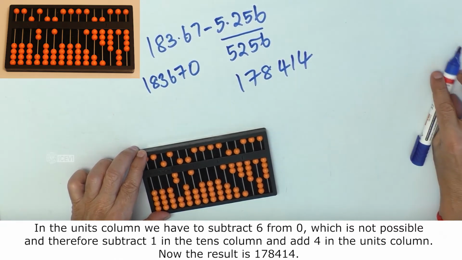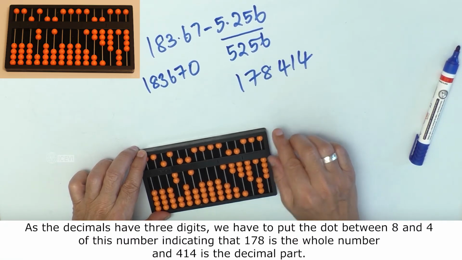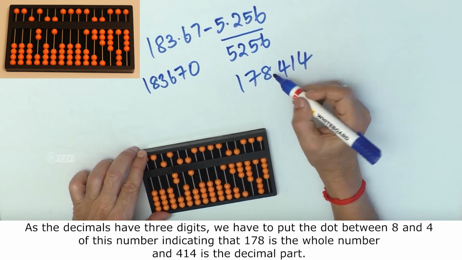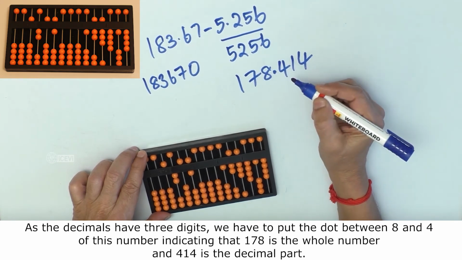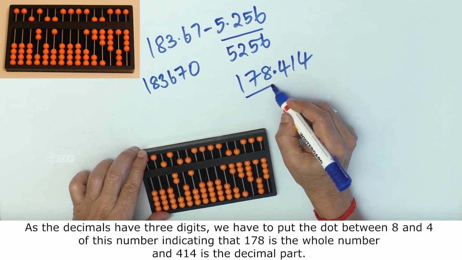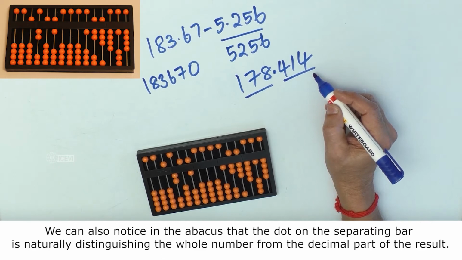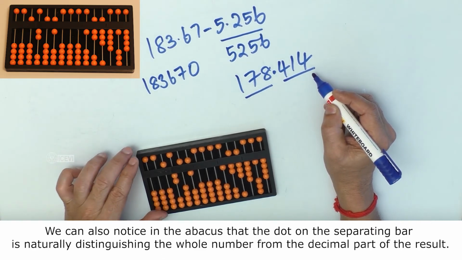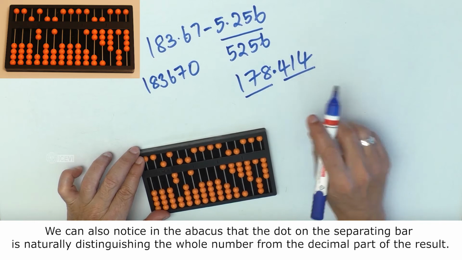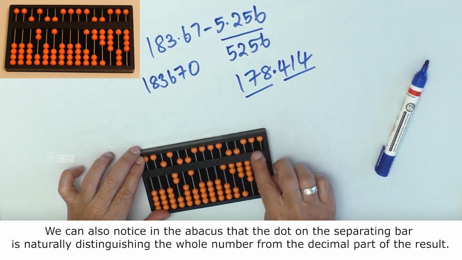178,414. As the decimals have 3 digits, we have to put the dot between 8 and 4, indicating that 178 is a whole number and 414 is the decimal part. We can also notice in the abacus that the dot on the separating bar is naturally distinguishing the whole number from the decimal part of the result.